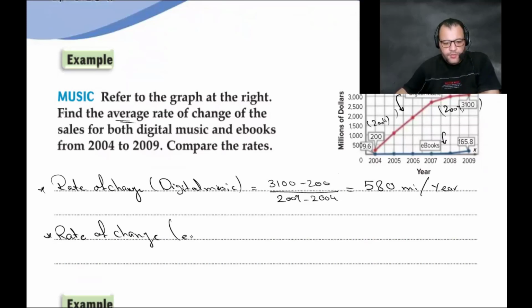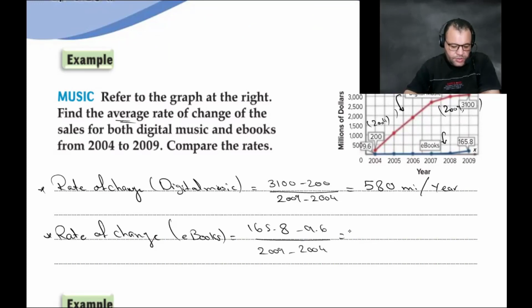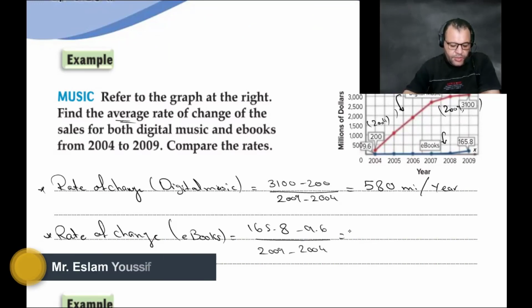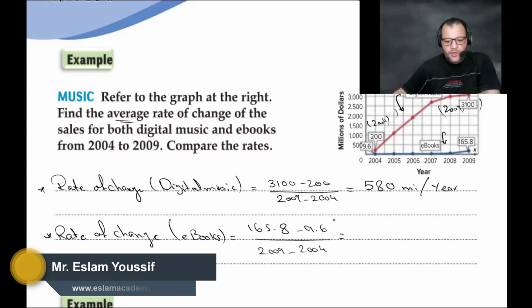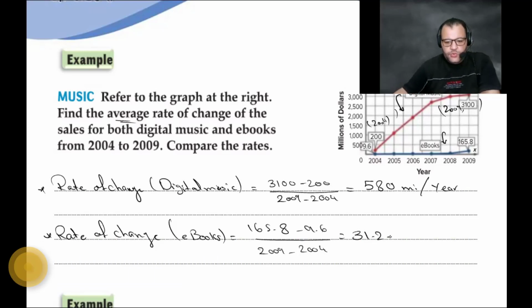For the ebook, it will be 165.8 minus 9.6 over 2009 minus 2004. So the answer now will be 165.8 minus 9.6 divided by 5, which is 31.24. 31.24 million per year. Okay.